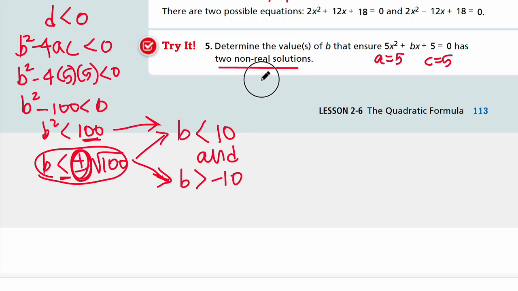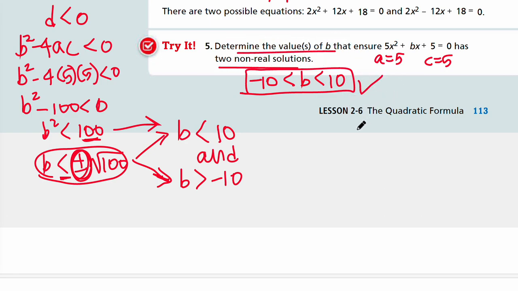So first of all, let's write the compound inequality. b is greater than negative 10 and less than 10, but yeah, you didn't have to write the possible equations. You just had to determine the values of b. So this is all you need to do. All right, so that was example 5 and try 5, determining the possible equations using our discriminant.